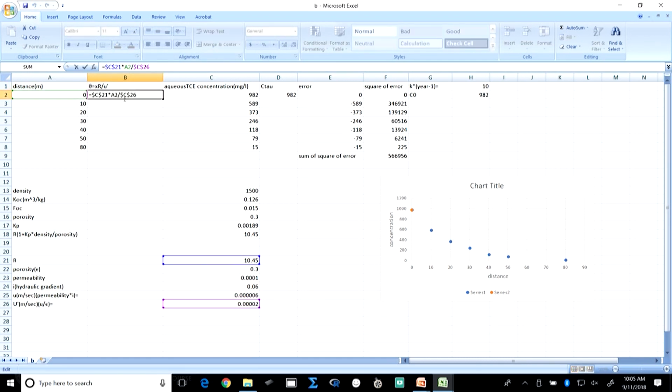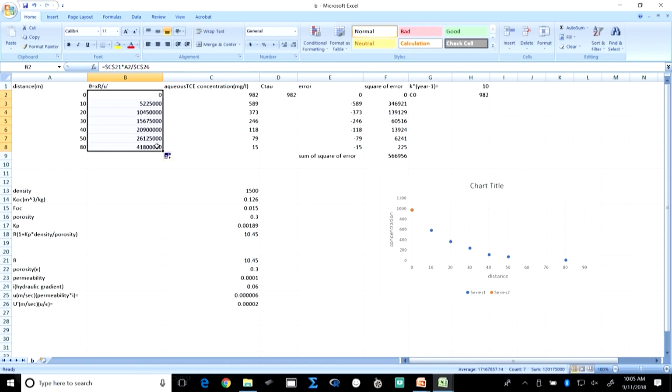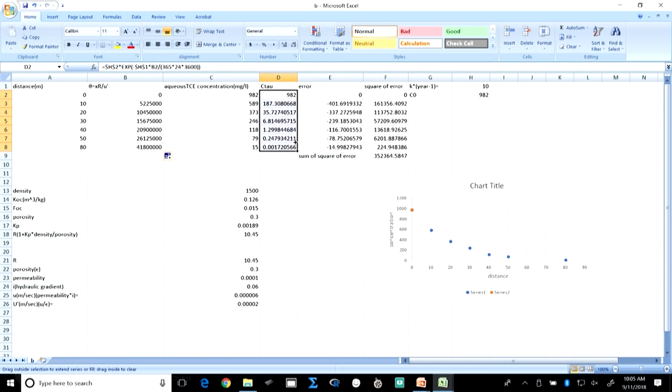So, I have this particular value, distance times the retardation factor by the seepage velocity, that is what we have here, right. And let me just drag and drop that here, okay. So, now I have the tau at different distances, and now in the same way I will calculate the C tau at different tau. So, again this is tau, right. Okay, I did not get that right. So, now I have C tau here, right.